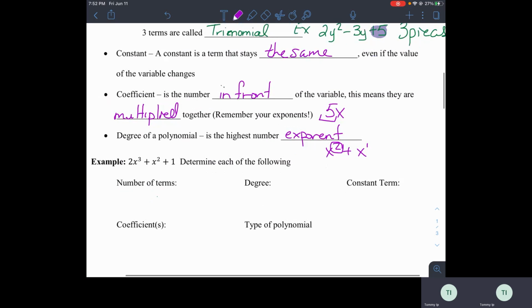All right, so your job is to take that information and fill out these 5 blanks here using the information that you just learned.